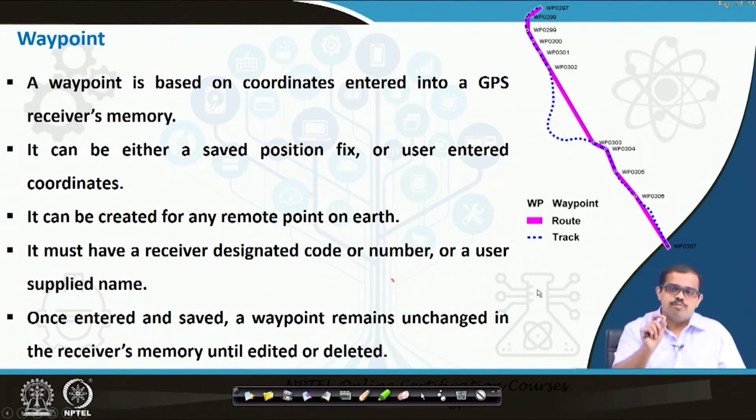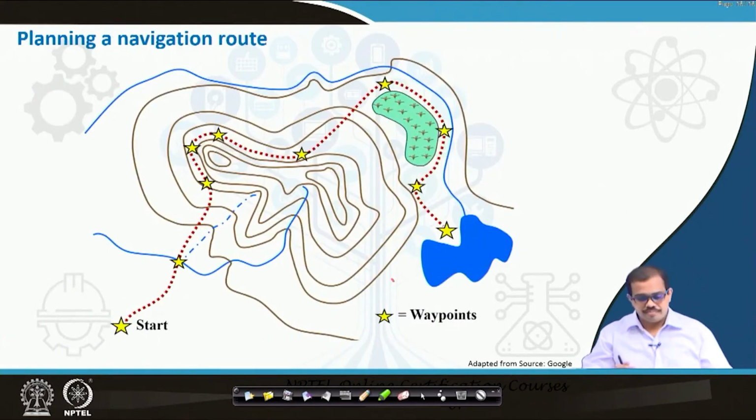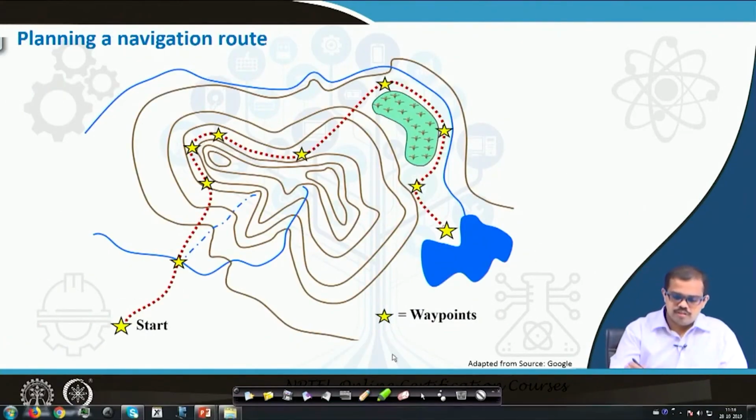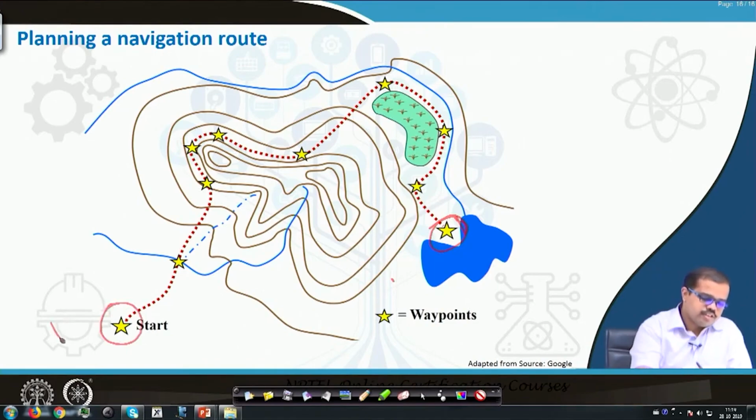Okay, now that we have understood waypoints, let us understand a very interesting point: how you reach a particular restaurant from your house. Let us say you are going to a lakeside restaurant. Your home is somewhere here, and you are going to a restaurant here.